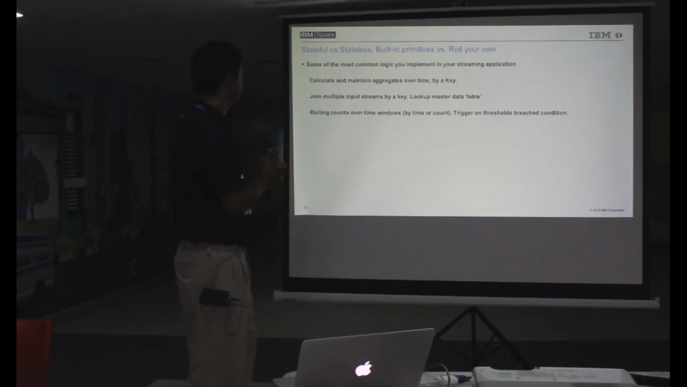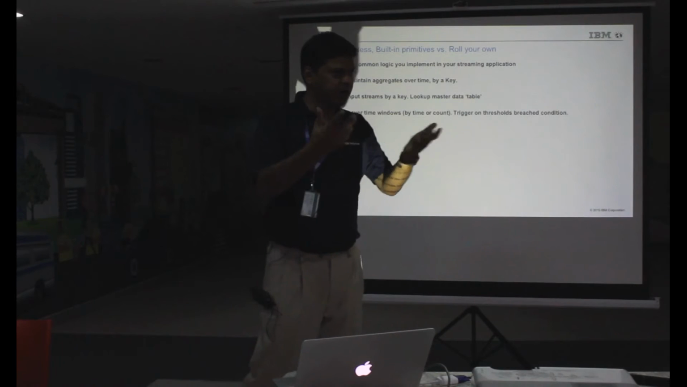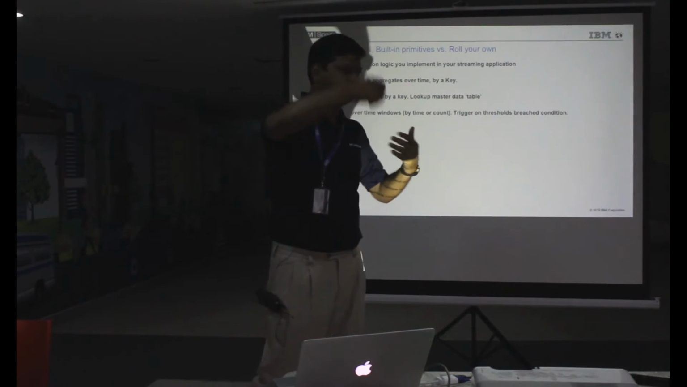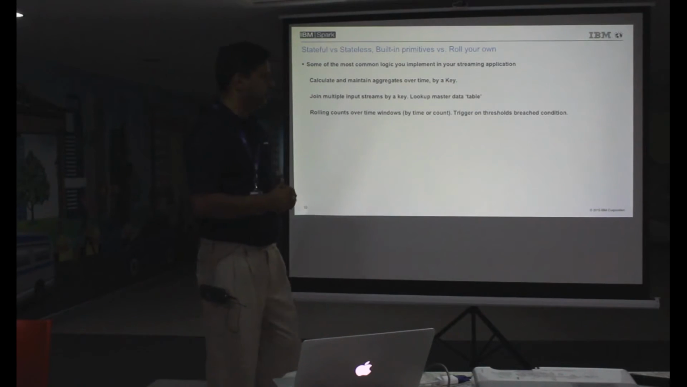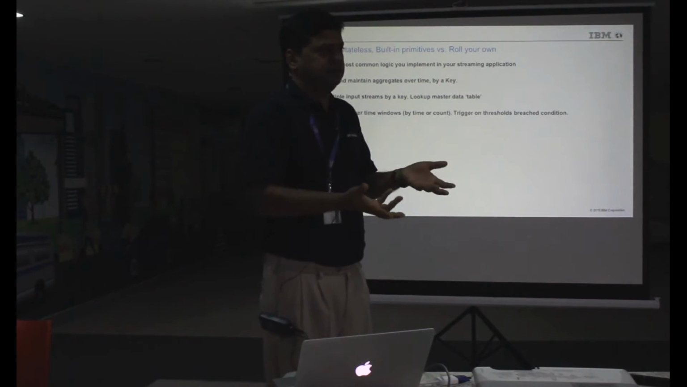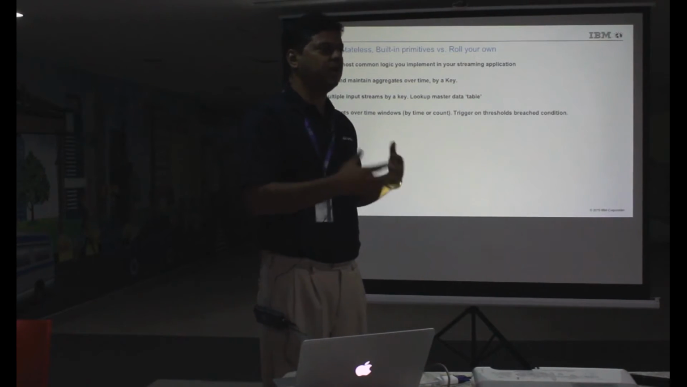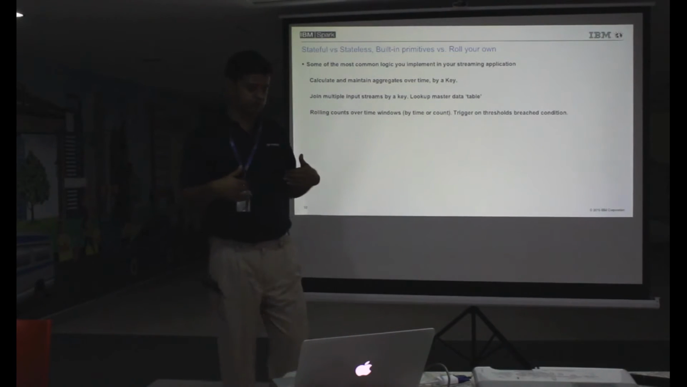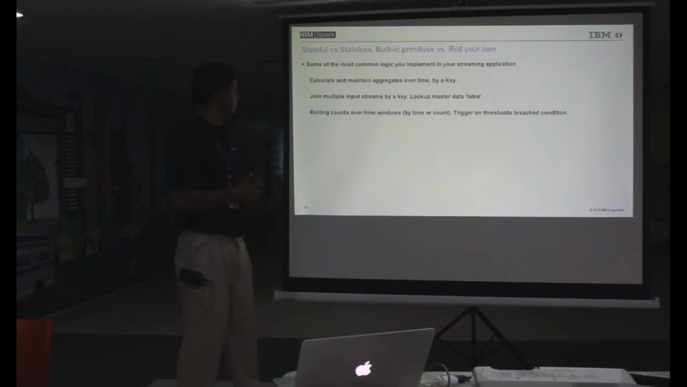So built-in primitives. If I wanted to do things like a join, I'm getting two streams and I want to join those two streams. Are there built-in constructs from the API of that system that allow me to do that, or do I have to write my own code? Systems differ like that.